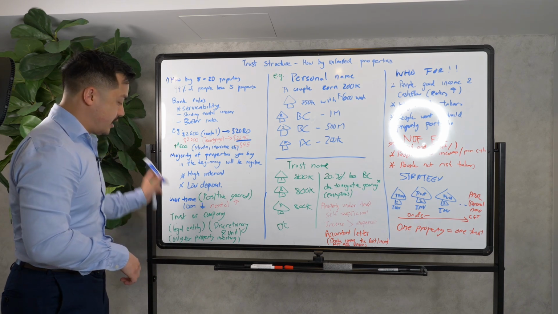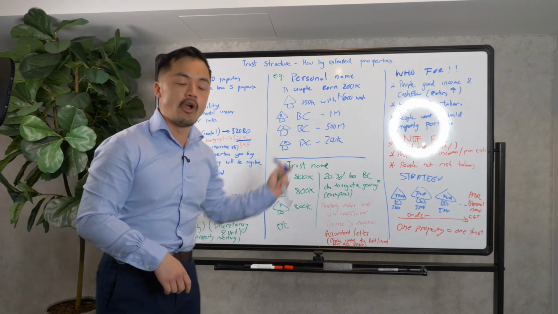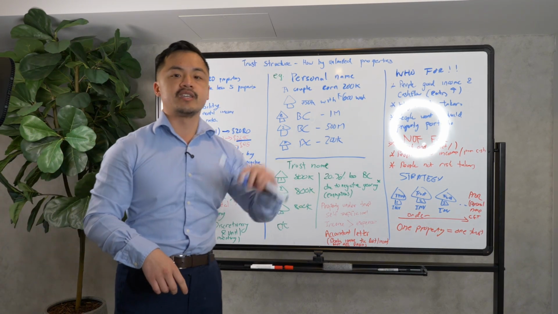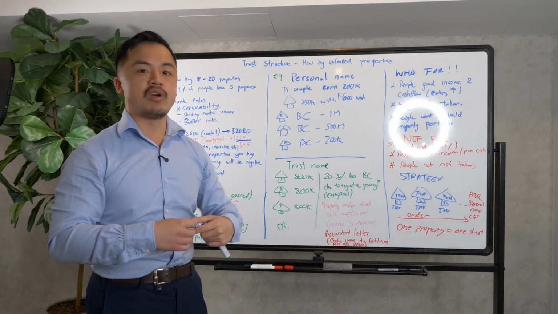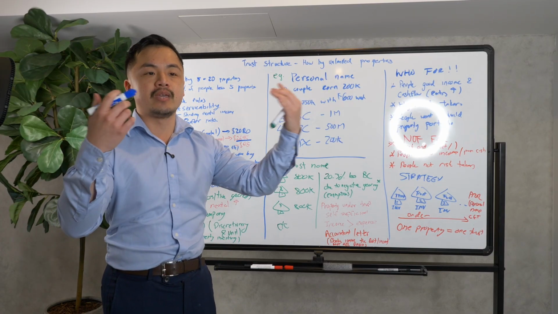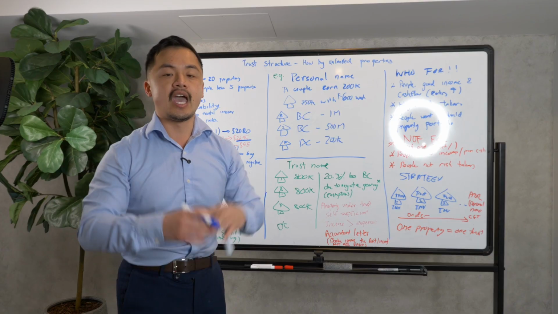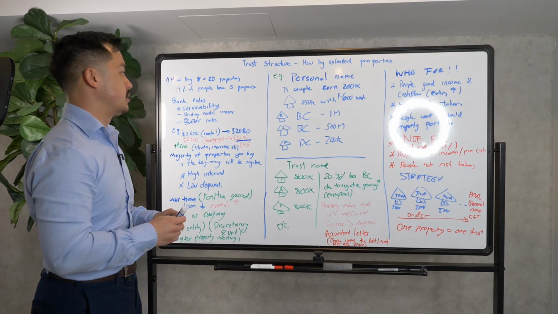And you need to make sure that this structure, this trust or company, is only used for property investing, which means it cannot be a company or trust setup that runs as trading. What that means is it's making money besides property investing. It has to be for property investing only.